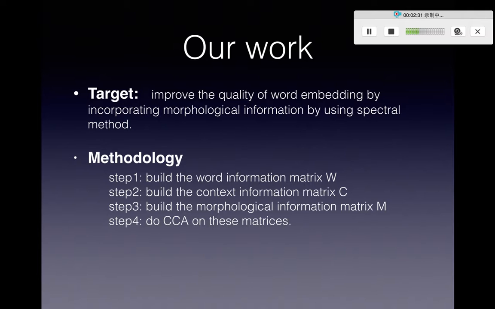So the target of our work is to improve the quality of word embeddings by incorporating morphologic information using a spectral method. The methodology of our work is divided into four steps. The first step is to build the word information matrix W. The second step is to build the context information matrix C. The third step is to build the morphologic information matrix M. The last step is to do CCA on these matrices.